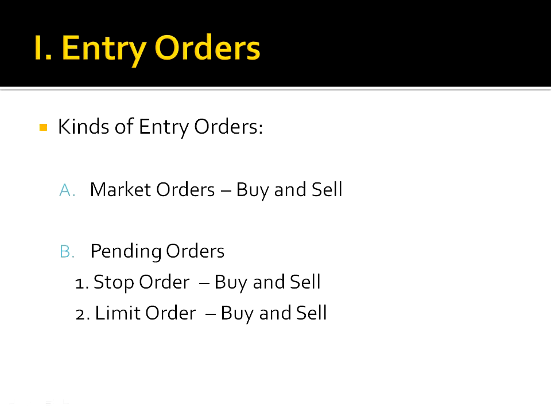The kinds of entry orders. Again, there's market orders. You can buy and sell with a market order. These will get you in right away. Then there are pending orders. There are stop orders and limit orders. Now, these are the different kinds of pending orders. And with each of these stop and limit orders, you can buy and sell.